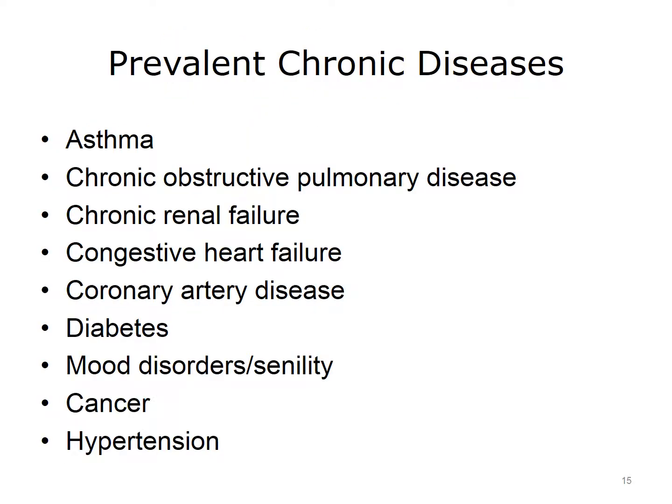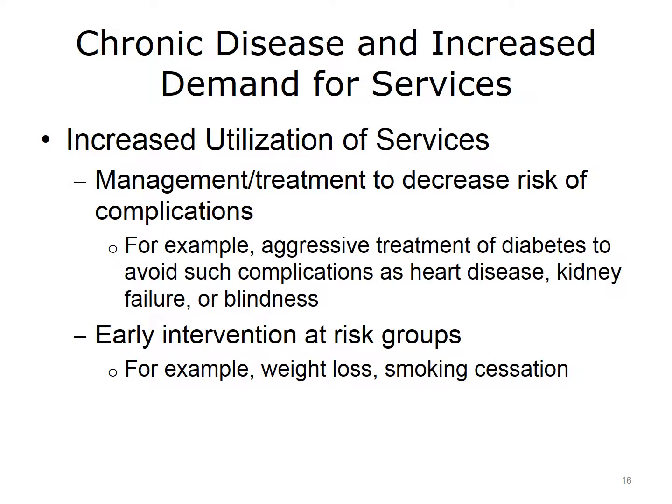This slide lists the most prevalent chronic diseases in the U.S., many of which are preventable and/or manageable. Other than mood disorders and senility, obesity and smoking are major contributors in the development of 7 of the 9 chronic illnesses listed and considered preventable. Care for chronic illness requires increased utilization of healthcare services and resources. Management of chronic illness attempts to prevent further deterioration of the condition, maintain a satisfactory state of health and well-being, and decrease the risk of developing complications.